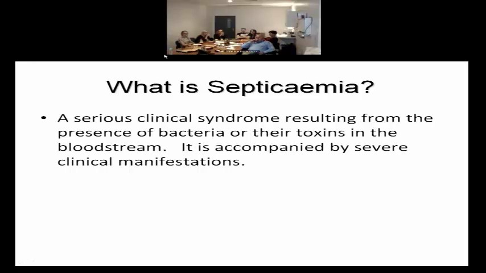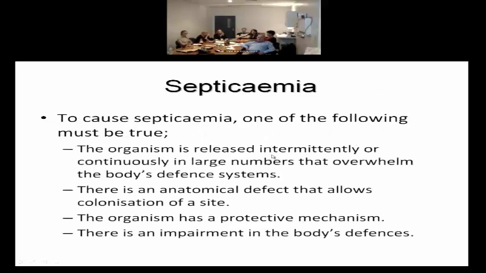Okay. So again, just going to give everyone a little bit of background. So what is septicaemia? Septicaemia is a serious clinical syndrome resulting from the presence of bacteria or their toxins in the bloodstream. It is accompanied by severe clinical manifestations. So to cause septicaemia, one of the following must be true. The organism is either released intermittently or continuously in large numbers that overwhelm the body's defenses. It can also be that there is a defect that allows colonization of a site, such as a damaged heart valve. The organism has a protective mechanism that enables it to evade host defenses of the blood, such as a capsule or coagulase enzyme, or there is an impairment of the body's defenses.